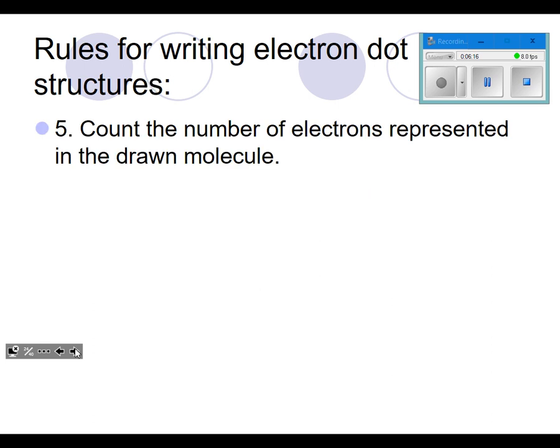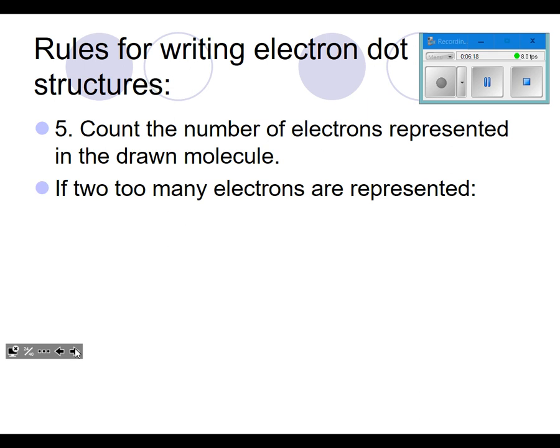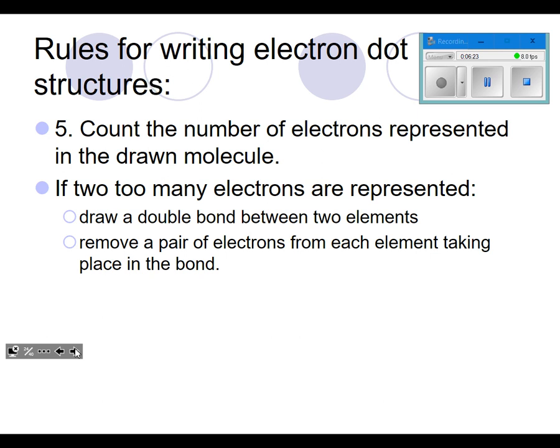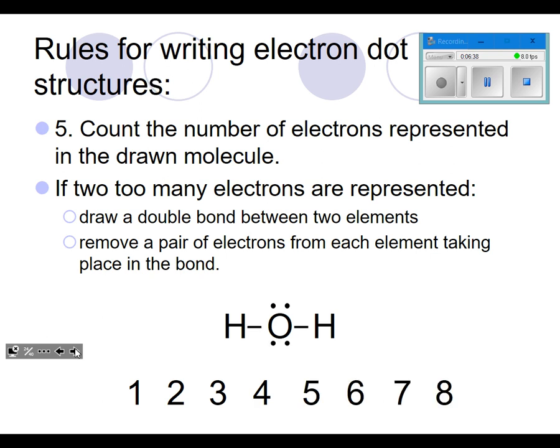Now step 5 is to count your number of electrons represented in the molecule. If you have too many electrons represented, you're going to draw a double bond between the 2 elements and remove a pair of electrons from each element that's taking part in the bond. Okay? For this one, we have 1, 2, 3, 4, 5, 6, 7, 8. And if you remember, our original count said that we could only have 8 electrons. So this is correct, and I don't have too many. Okay? So everything's good to go.